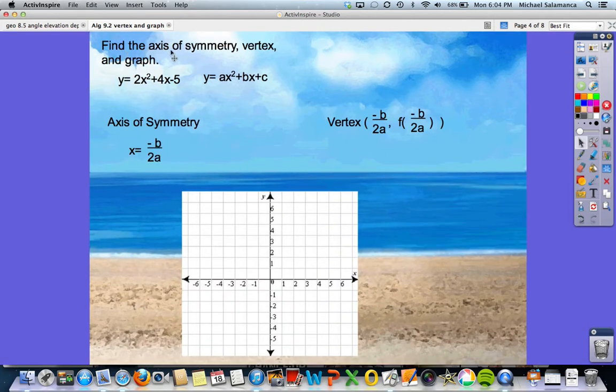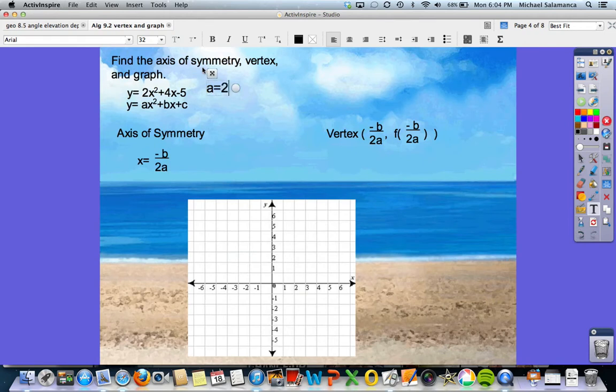So for the first one, it says find the axis of symmetry, vertex, and then we're going to graph it. So we have y equals 2x squared plus 4x minus 5. And if you compare that to our quadratic, this should tell you what a, b, and c are. So we're going to list that. So a equals 2, b equals 4, and c equals negative 5.